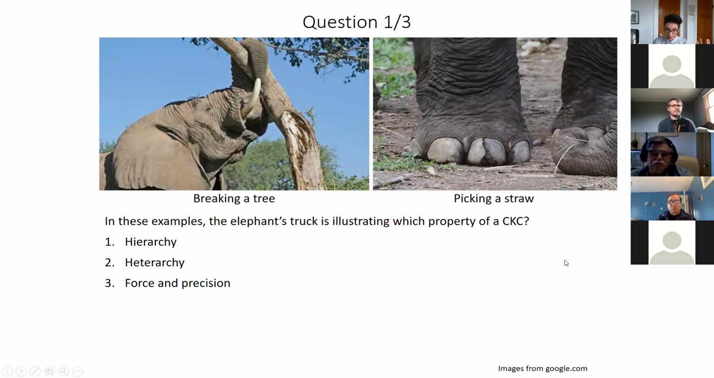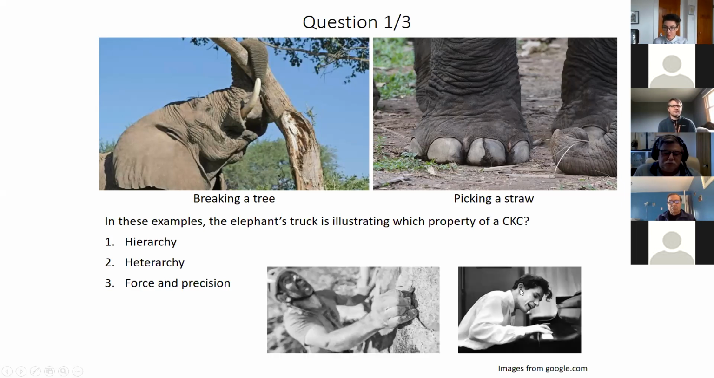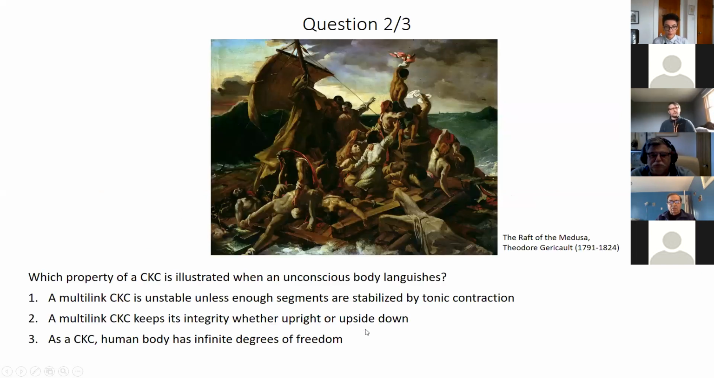I have a hint. It's a similar story as 2 gentlemen exerting either high power effort on the proximal part of the arm or very agile and precise movement of the distal part. This is the heterarchy. Question number 2.